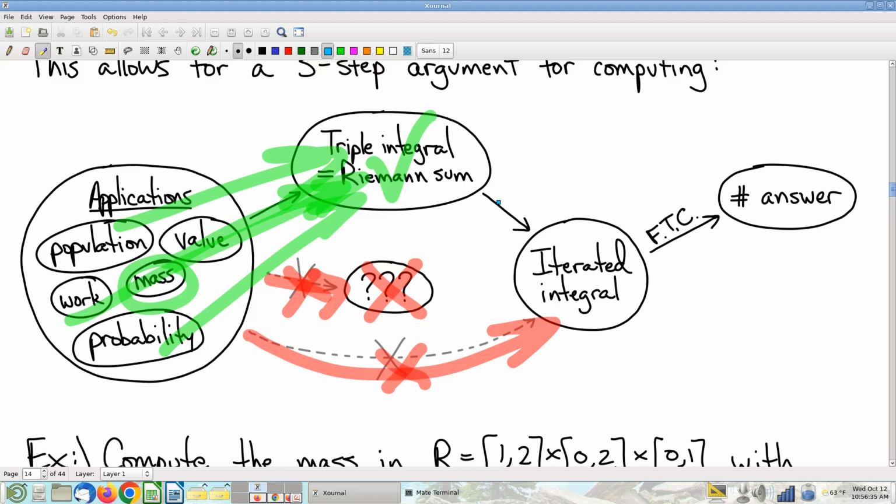But thankfully, triple integrals can be turned into iterated integrals, and iterated integrals can be cranked out with the fundamental theorem. So we've got the same sort of strategic process, 3 steps. Step 1, turn your application into a triple integral. Got to write that down. Otherwise, you're doing this. So, application as a triple integral. Step 2, rewrite the triple integral as an iterated integral. Step 3, compute the iterated integral to get your answer with the fundamental theorem.